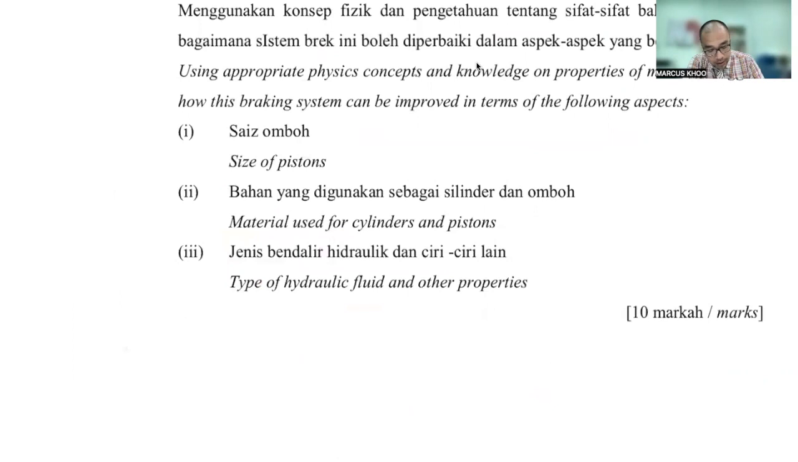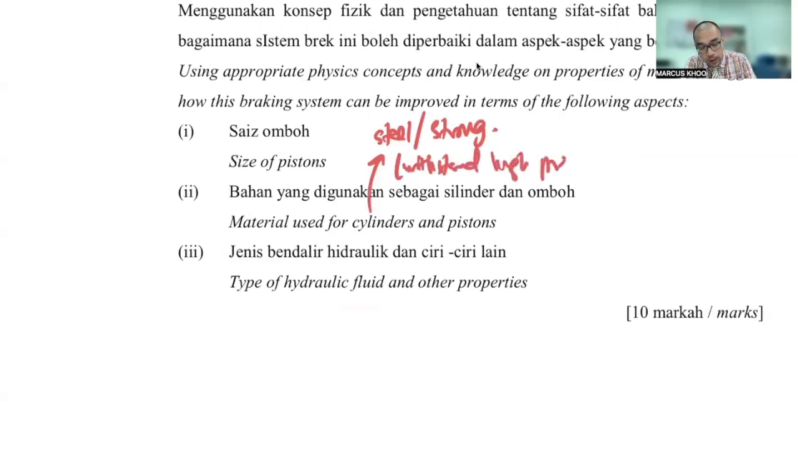Okay, when we talk about the cylinder material used, we can talk about the characteristics of the material or even the specific material itself. Cylinders usually are steel, or you can also say a strong material. And the reason for this is it can withstand high pressure, or you can also say it doesn't rust easily. Okay, either one is also fine.